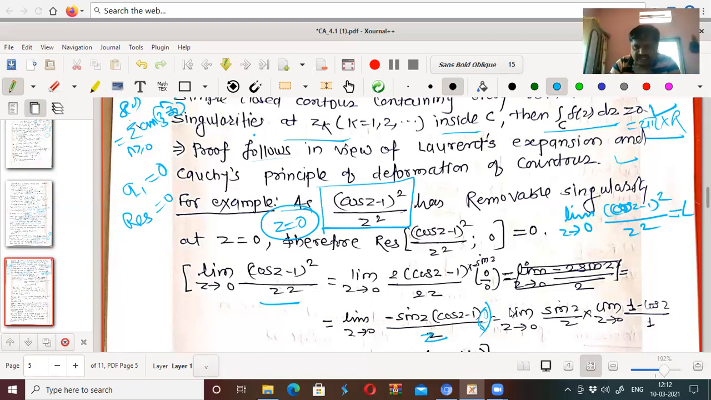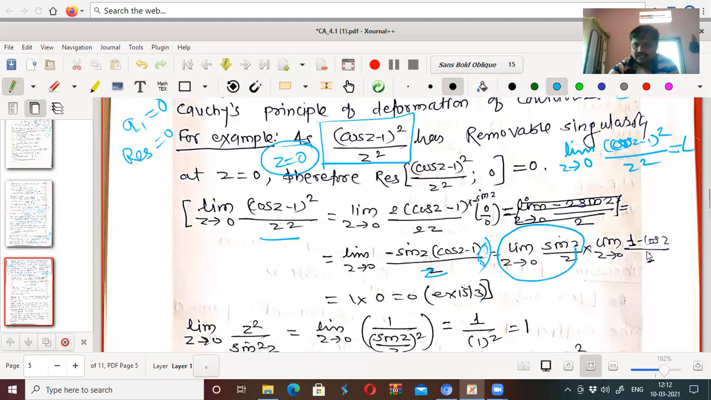Or just find the limit as z tends to 0 of sin z upon z, into the limit as z tends to 0 of, I will write here, minus of (cos z minus 1) as (1 minus cos z) upon 1. We know that the limit as z tends to 0 of sin z upon z is 1. It exists. And what about the limit as z tends to 0 of 1 minus cos z upon 1? There is no denominator, therefore this is not infinity. It will be finite. Cos 0 is 1, so 1 minus 1 is 0. So 1 into 0, the limit is 0. So it exists. If the limit as z tends to 0 exists, then we say that z equal to 0 is a removable singularity of this function.